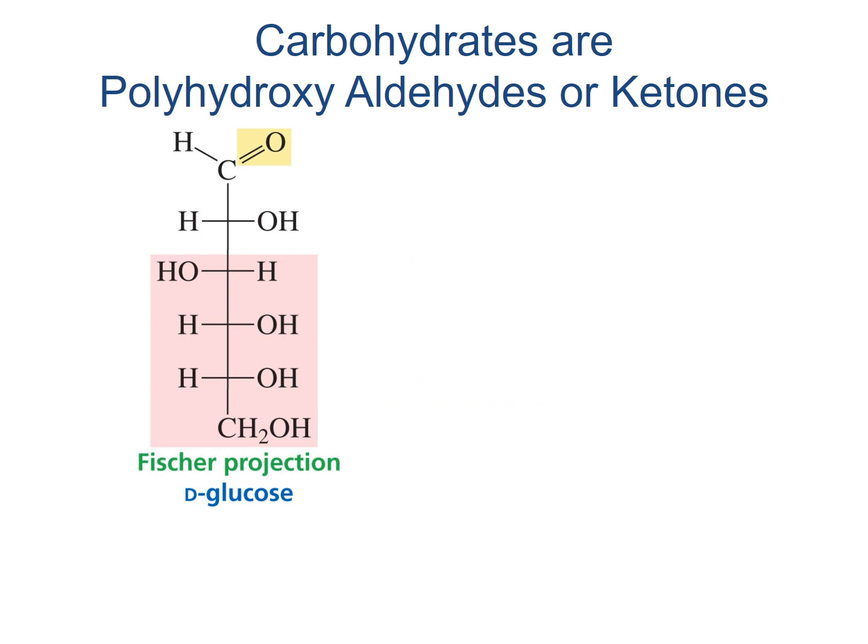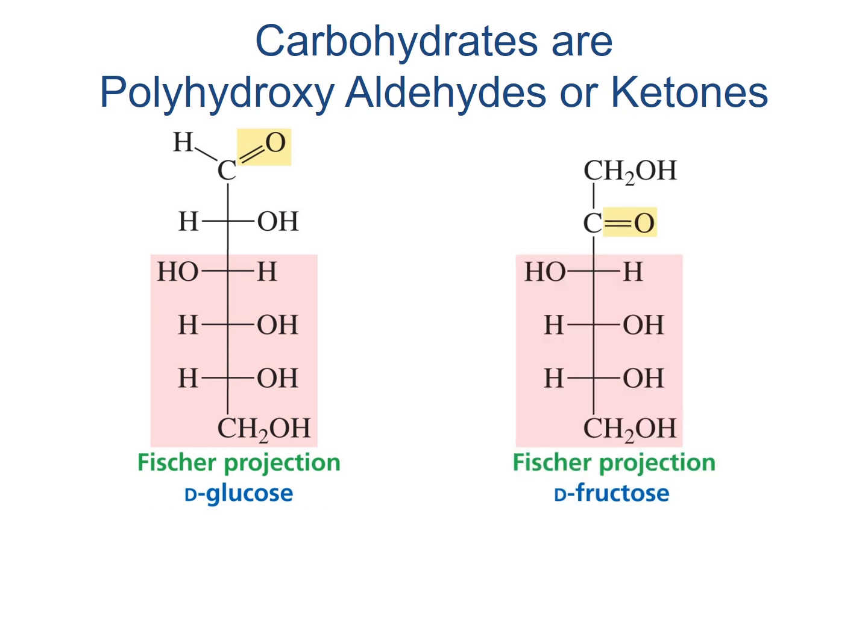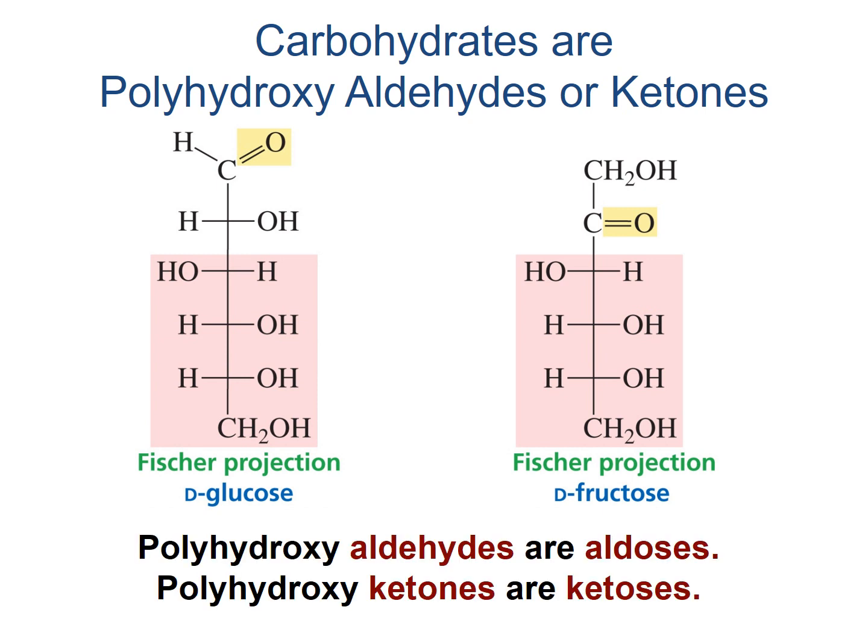So carbohydrates are polyhydroxy groups, meaning a lot of OH groups, and they have an aldehyde or a ketone functional group. So here we have an aldehyde at the end, which would be a glucose. Here we have fructose, which would have a ketone. So we're saying polyhydroxyaldehydes will be aldoses.